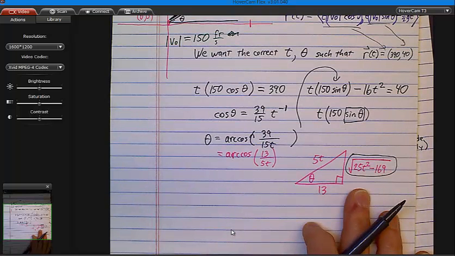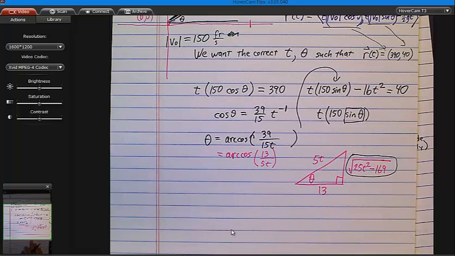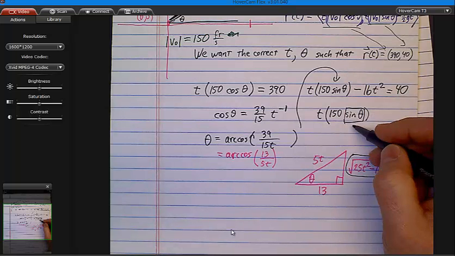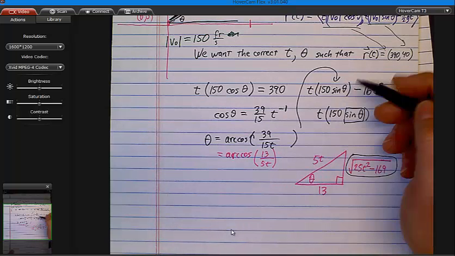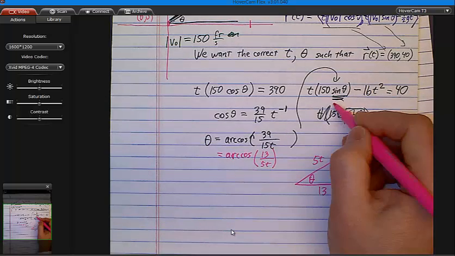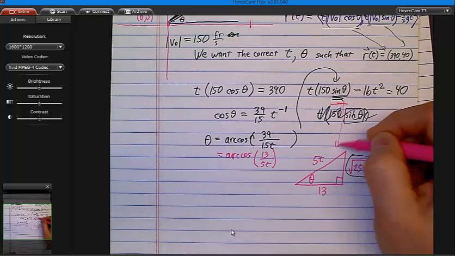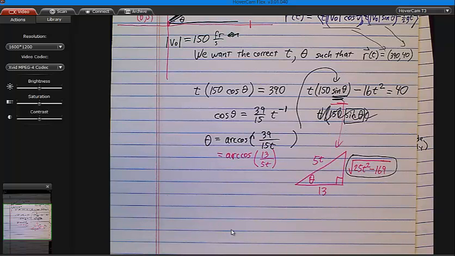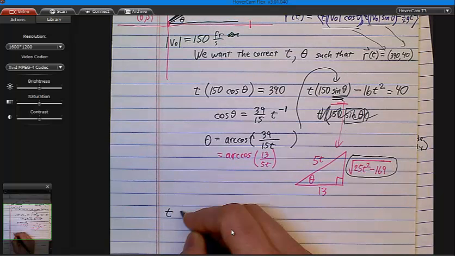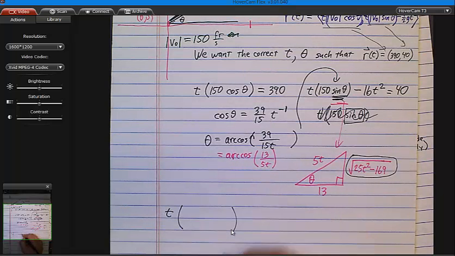Okay. You guys okay with how I got that? I just used the Pythagorean theorem, right? So once I get that, I'm going to replace that sine of theta right here. This is going to be replaced by an expression coming from that triangle. It's funny, you're talking about trig sub. That's really what I'm doing here. Makes sense, right? So my equation is now t times what?